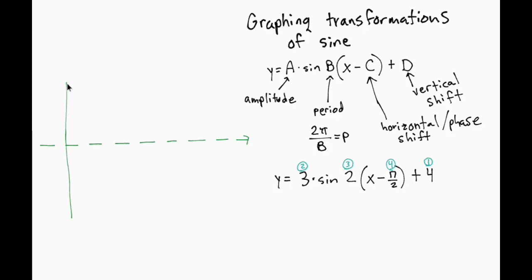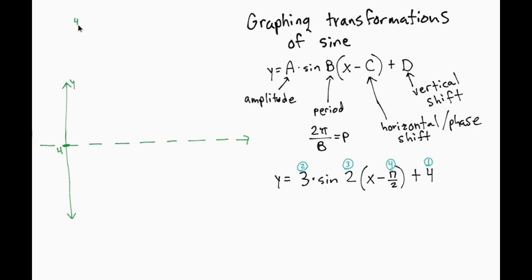We'll draw a y-axis and then the dashed horizontal line is the midline. The midline for y equals sine of x is the x-axis. Since this function was shifted up 4, the midline will be at y equals 4.